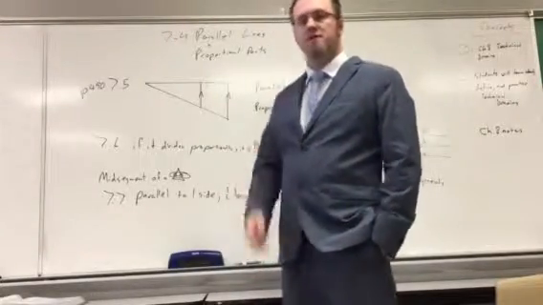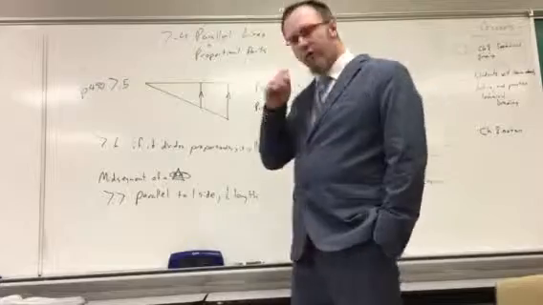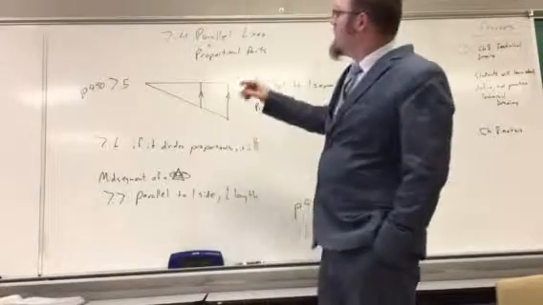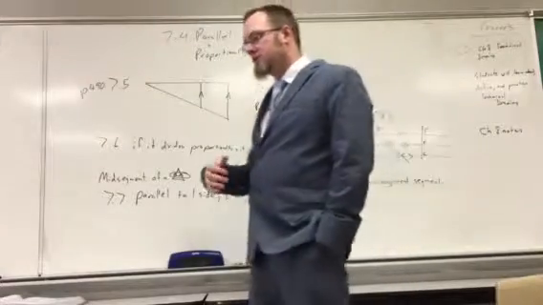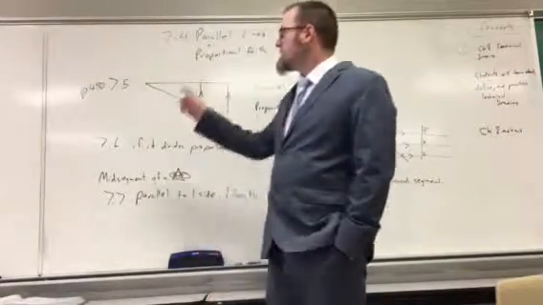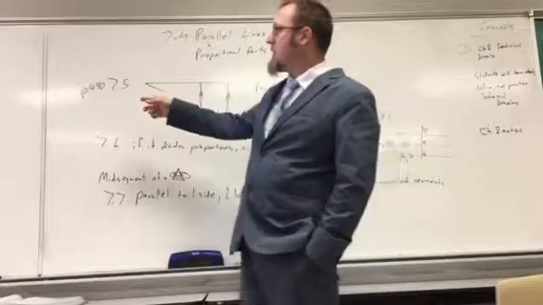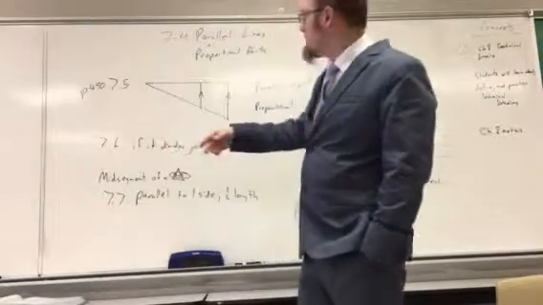That's the fourth lesson from Chapter 7, about halfway through the chapter. On this one, we'll be talking about parallel lines and proportional parts. So it starts off with 7.5 on page 490. Again, you'll need to take this down in your notes.